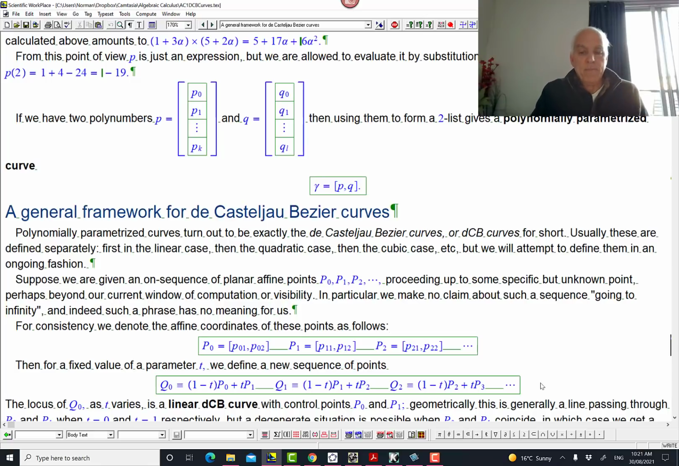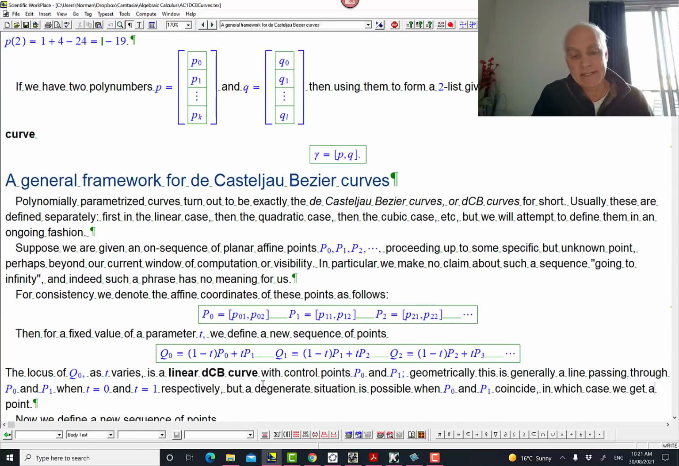So now, if we just concentrate on Q0 and ignore the other ones, the locus of Q0 as T varies is a linear DCB curve. Okay, that's the line segment going from P0 to P1 that I showed you initially. So that's a DCB curve. That's the simplest kind, unless you just have a single point. And so this is a line or a line segment passing through P0 and P1 when T equals 0 and T equals 1 respectively. But a degenerate situation is possible because we are allowed to have P0 and P1 equal, in which case all of these Q0s will just be P0 itself.